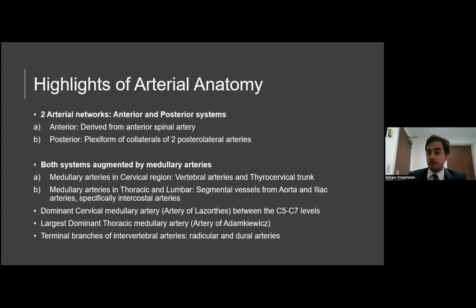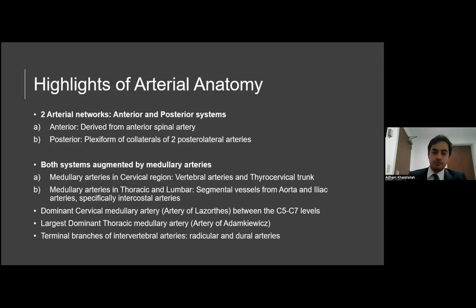The anterior network is derived from the anterior spinal artery, as we all know, that is coming from the vertebral arteries. And then we have the posterior, which is a plexiform of collaterals of 2 posterior lateral arteries. Both those systems are augmented by medullary arteries, which, as we know, during the gestation and as the person develops, become rudimentary, but only 6 to 10 remain.